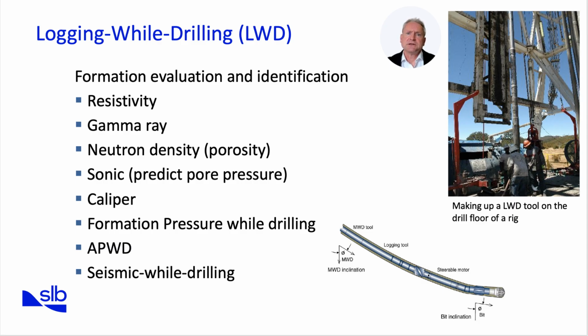Gamma ray is used to distinguish between shales, which are radioactive, and cleaner formations such as sandstones or limestones. Low gamma readings indicate reservoir potential, while high values highlight shales or non-reservoir intervals. Neutron density, often paired with density logs, is used to determine porosity. Neutron logs respond to hydrogen content, while density logs measure electron density. Together, they help us quantify pore space and identify gas through the characteristic neutron density crossover.